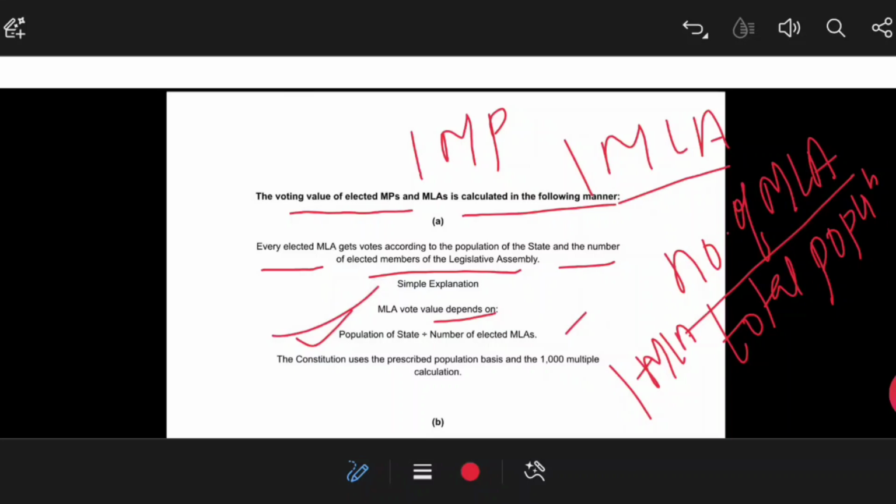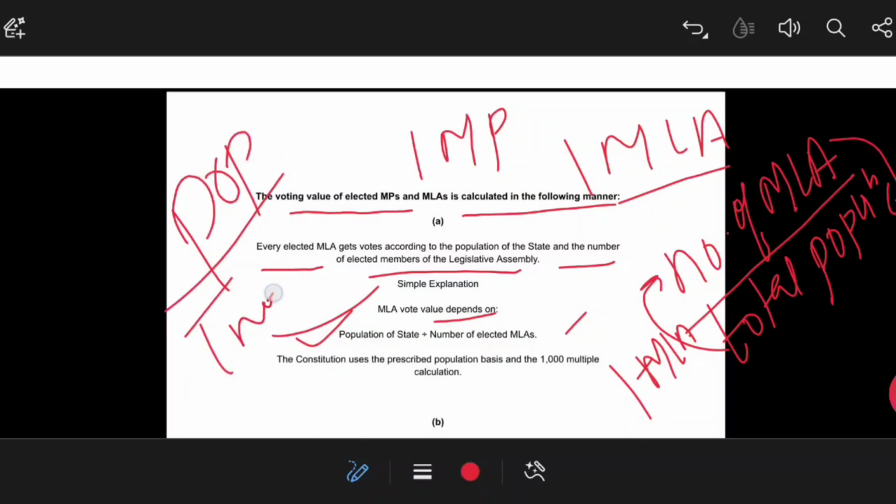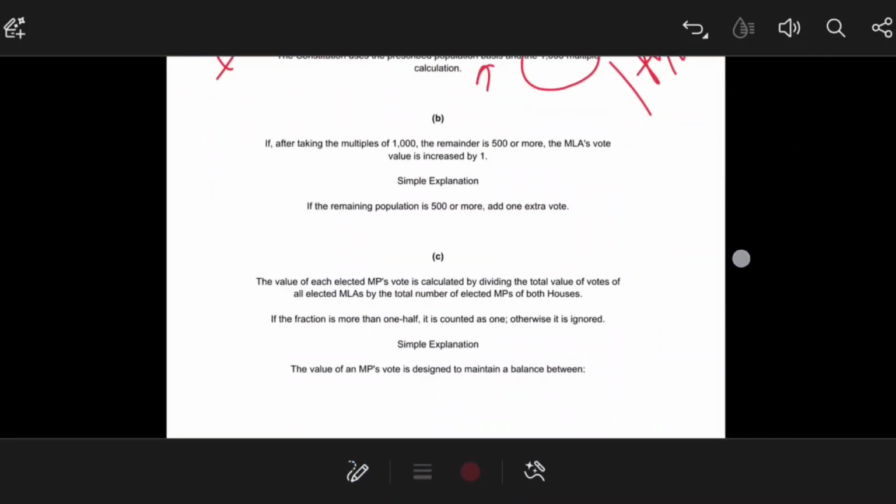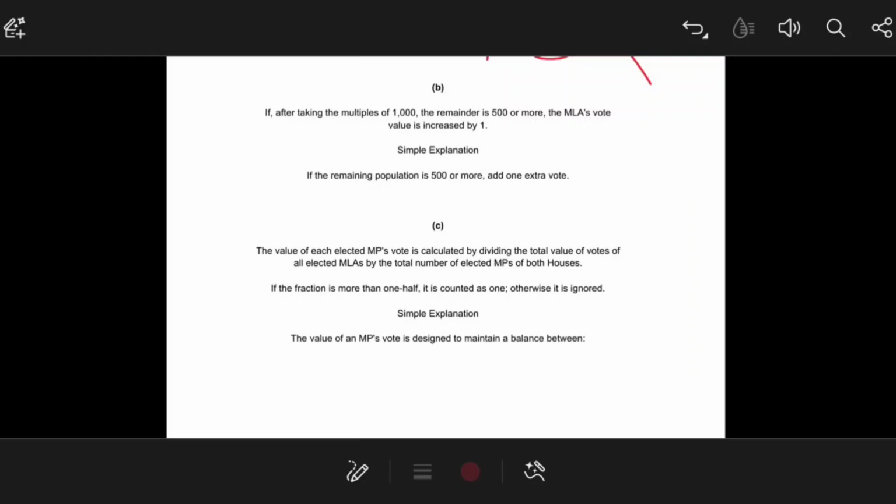Here the formula is given, you can note it down. The value of one MLA's vote will be equal to the population in the numerator, upon the total number of elected MLAs in the denominator. Now the Constitution uses the prescribed population basis in multiples of 1000, so you need to divide by 1000. This is the process of finding the value of one MLA.